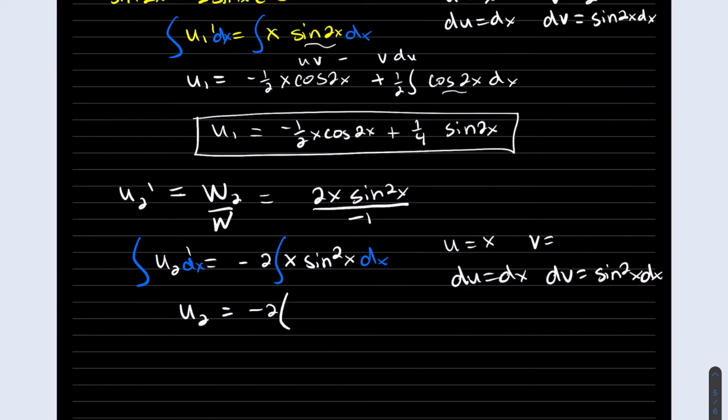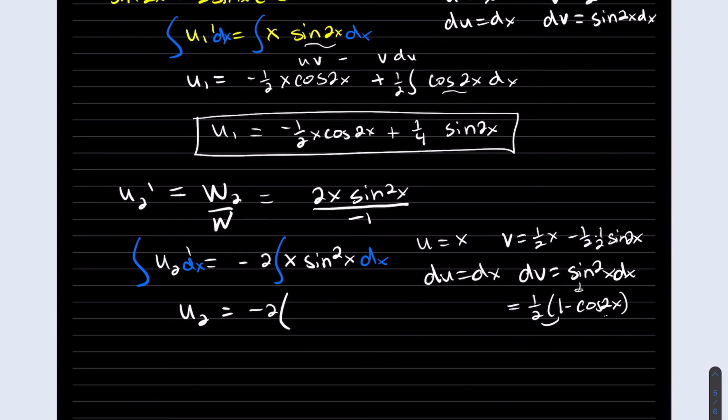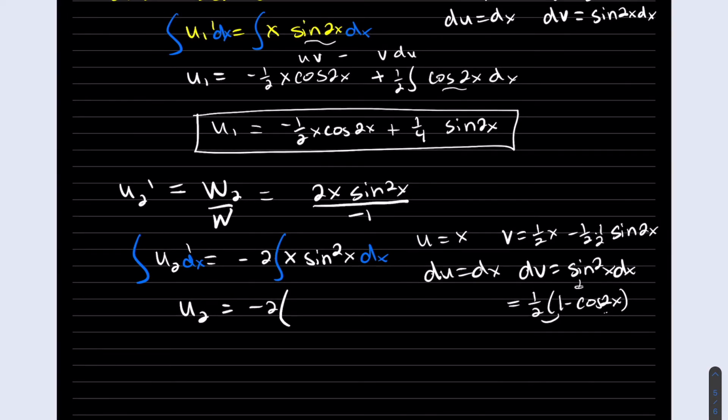Okay, so we need to integrate sine squared x. We basically have to use the power reducing formula, which is half 1 minus cosine of 2x. Those are equal. So I'm going to integrate that to get v. It'll be half x, that term, and then minus 1/2, divide by a 2 again, sine of 2x. And that looks like it should be positive. This one, but that should be negative.